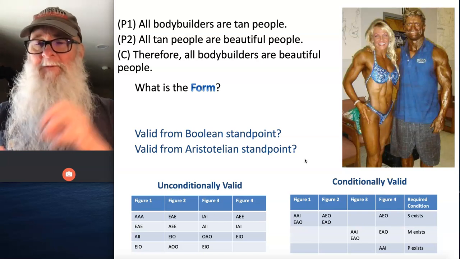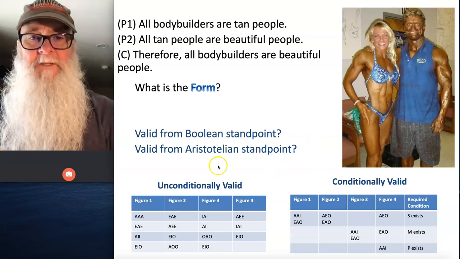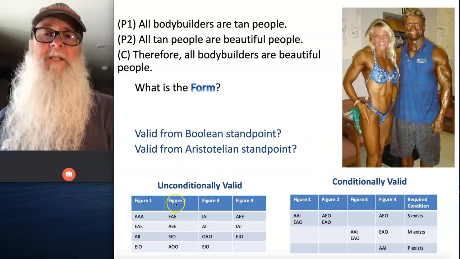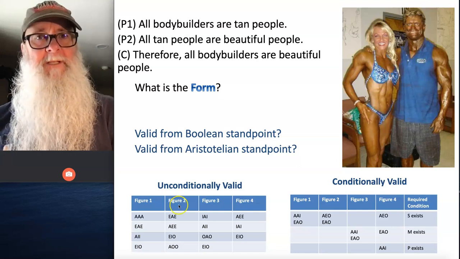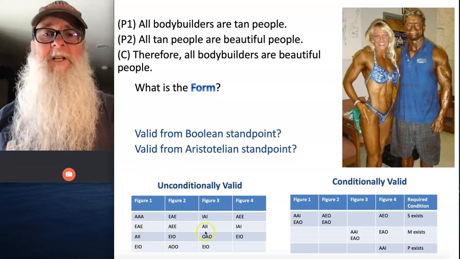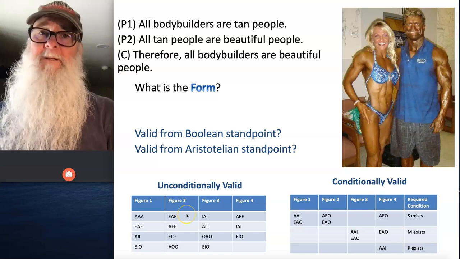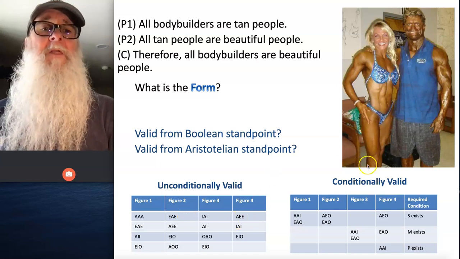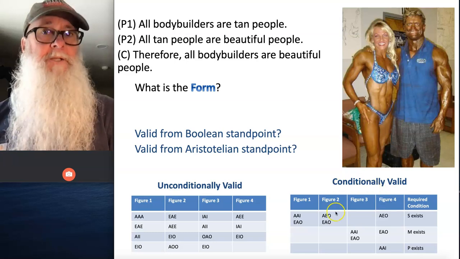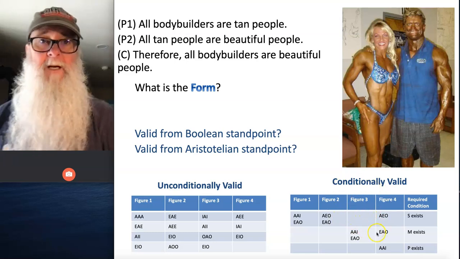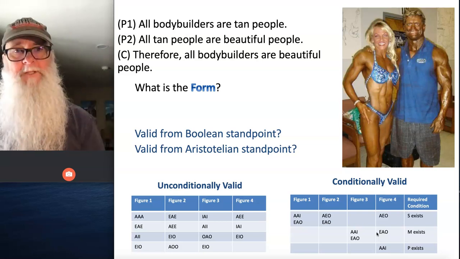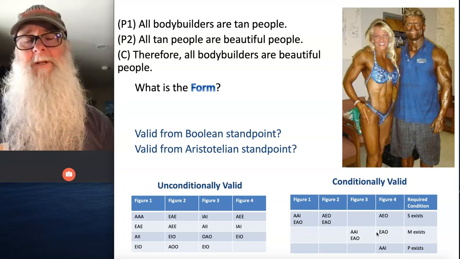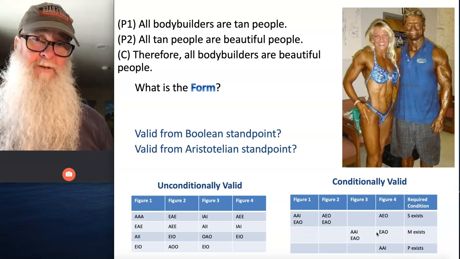And once you have the form, look at your inventories, always beginning with the unconditionally valid inventory. Those argument forms are valid from the Boolean and Aristotelian standpoints. But if you don't find the argument form in the unconditionally valid inventory, then go to the Aristotelian conditionally valid inventory and see if it appears there. If it doesn't appear in either one of these, it's invalid, okay? So go ahead and pause your video, determine the form of this argument and whether or not it's valid, and then when you're ready to check your work, go ahead and restart your video.